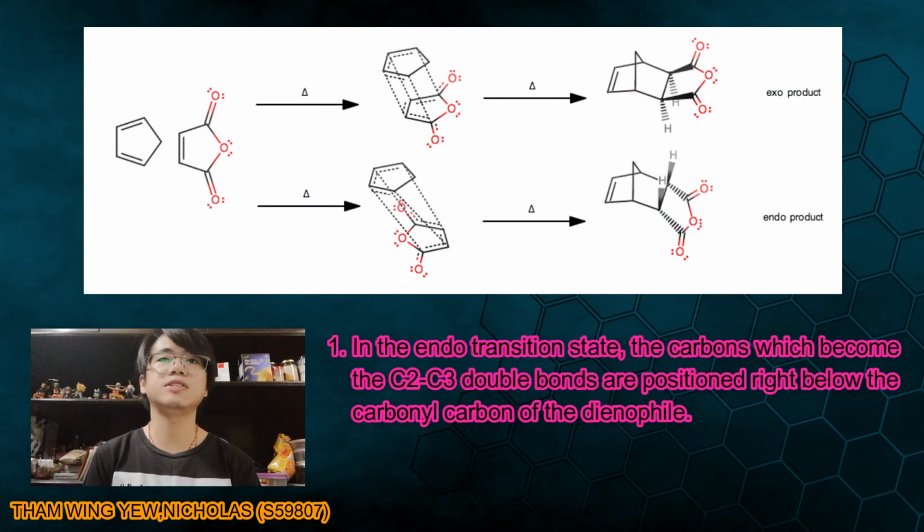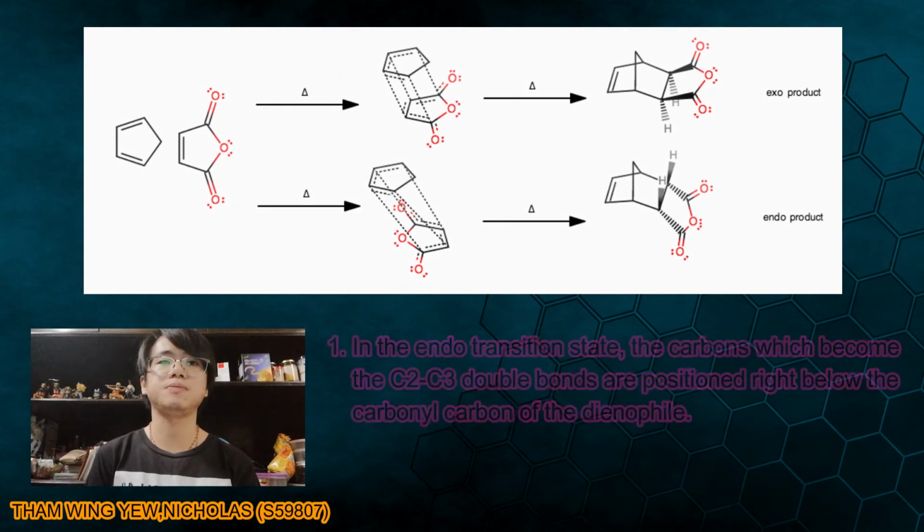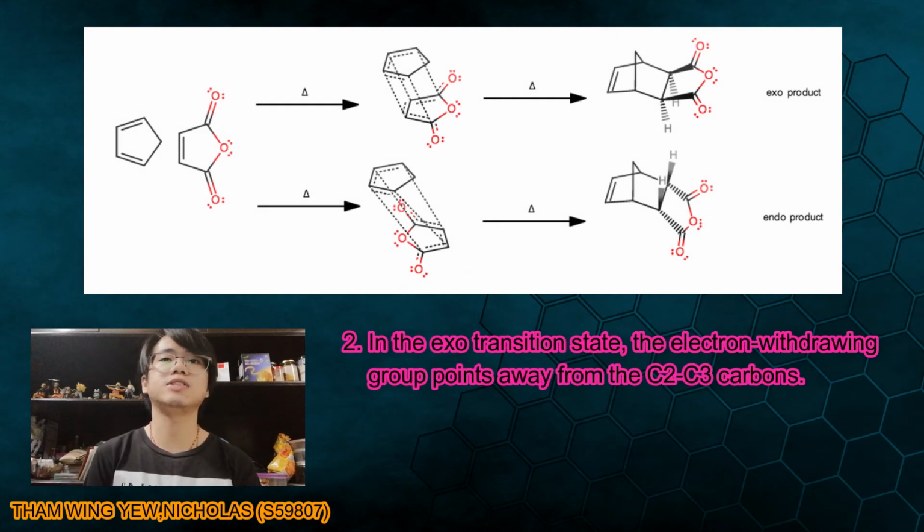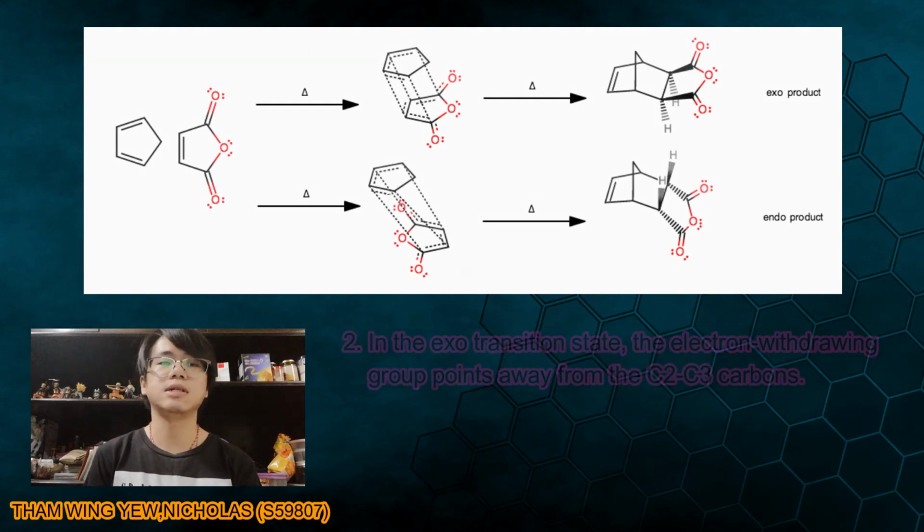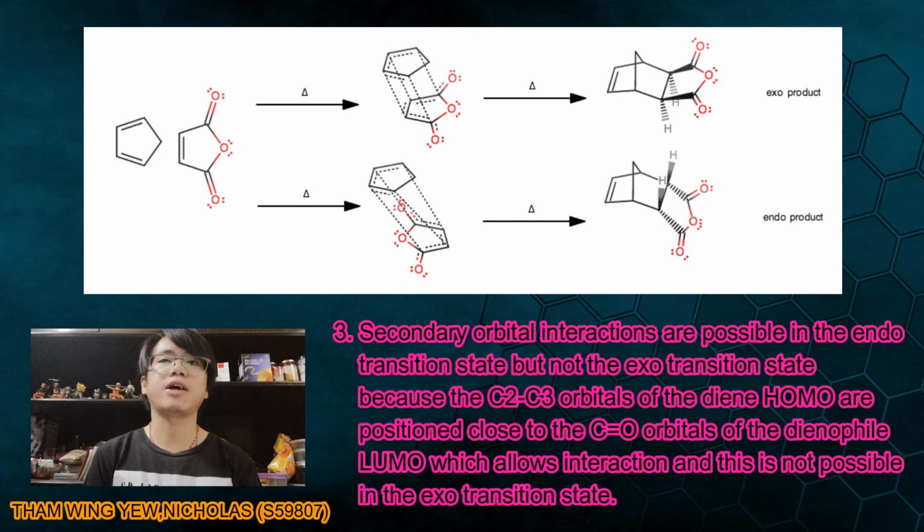In the endo transition state, the carbons which become the C2-C3 double bond are positioned right below the carbonyl carbon of the dienophile. In the exo transition state, the electron withdrawing group points away from the C2-C3 carbons. With that, secondary orbital interactions are possible in the endo transition state but not the exo transition state, because the C2-C3 orbitals of the diene HOMO are positioned close to the C=O orbitals of the dienophile LUMO, which allows interaction, and this is not possible in the exo transition state.